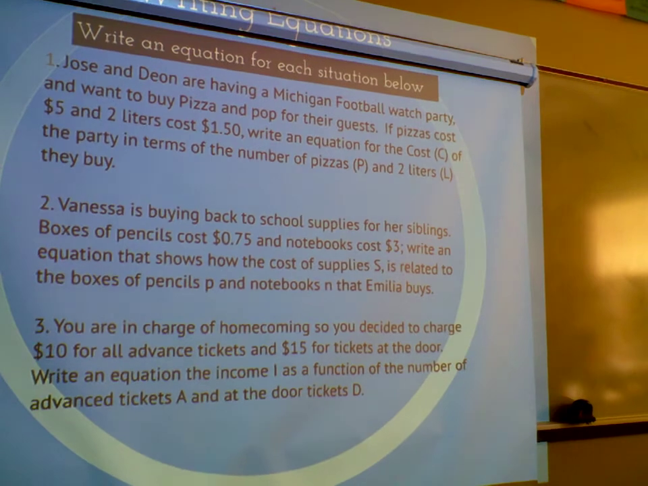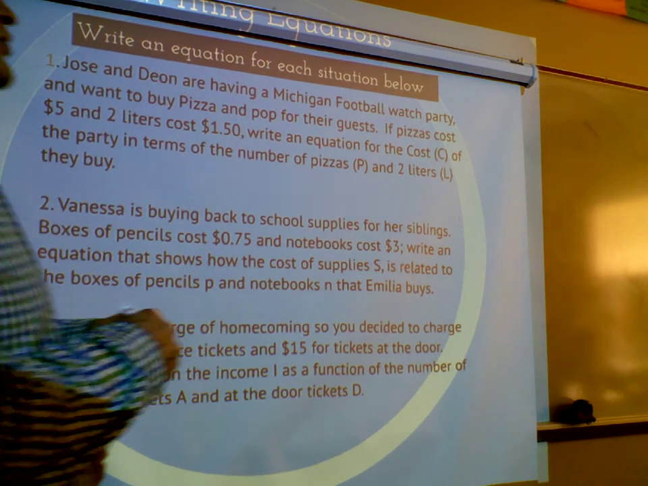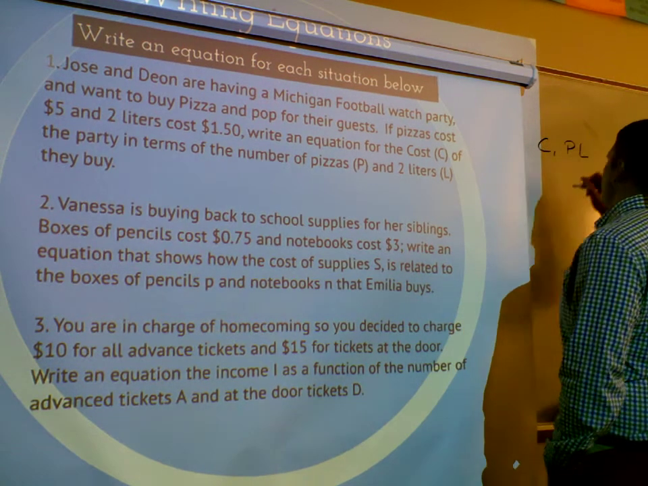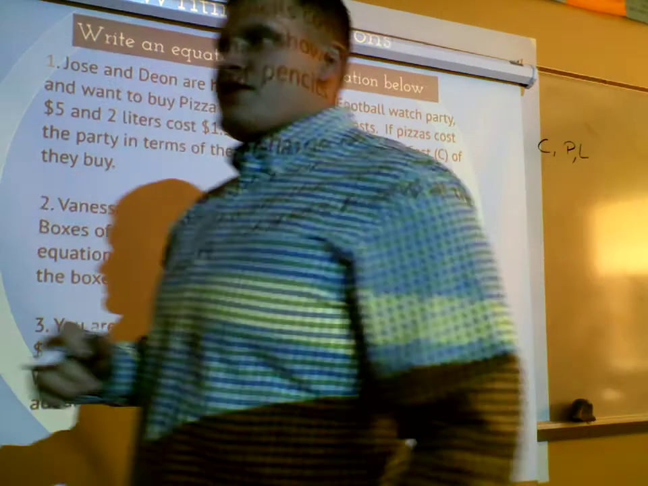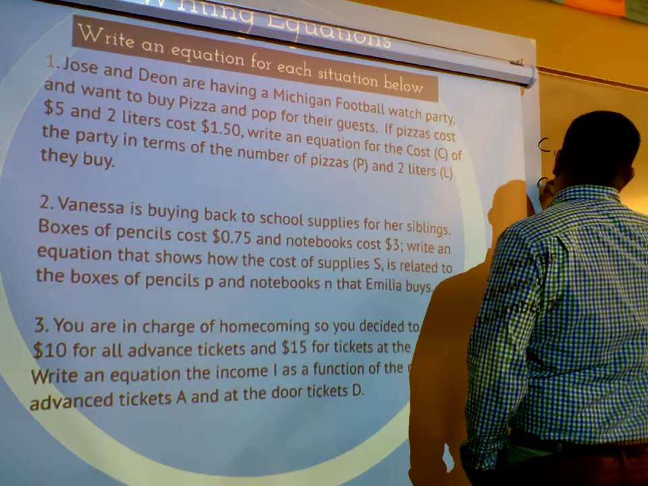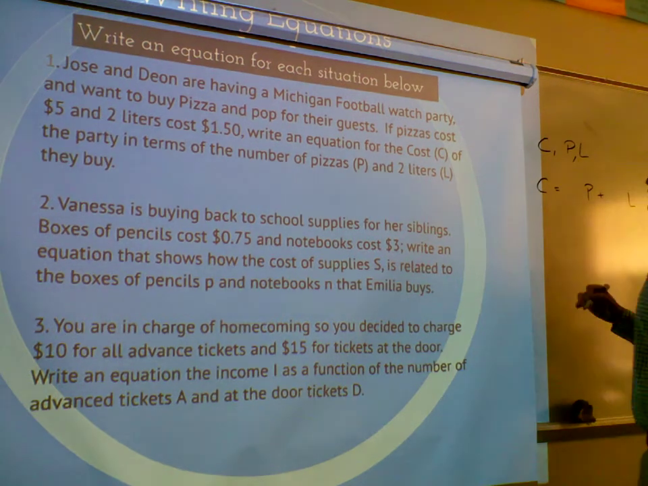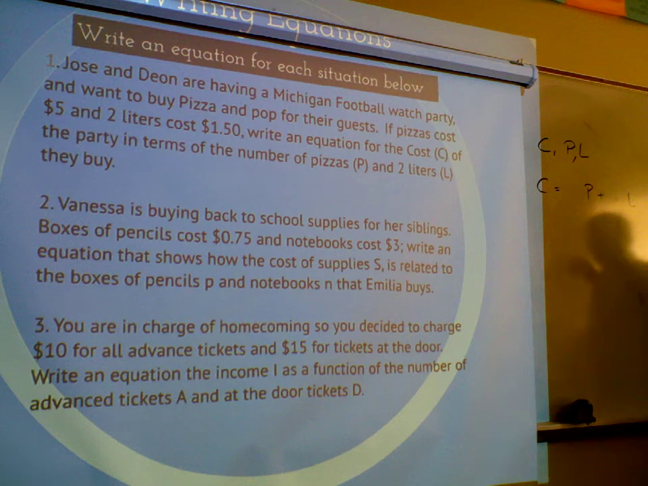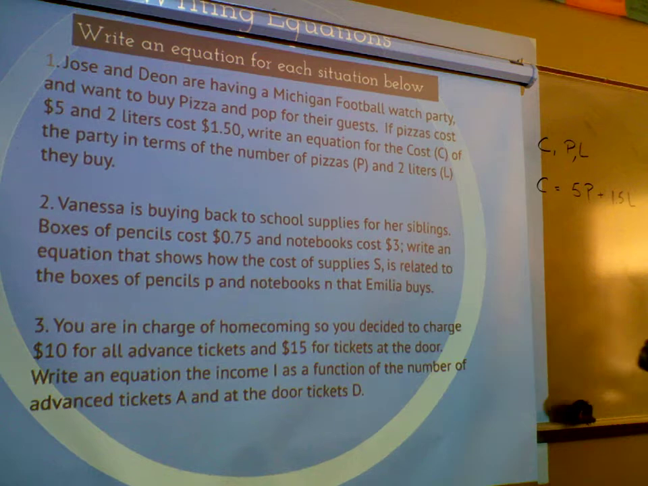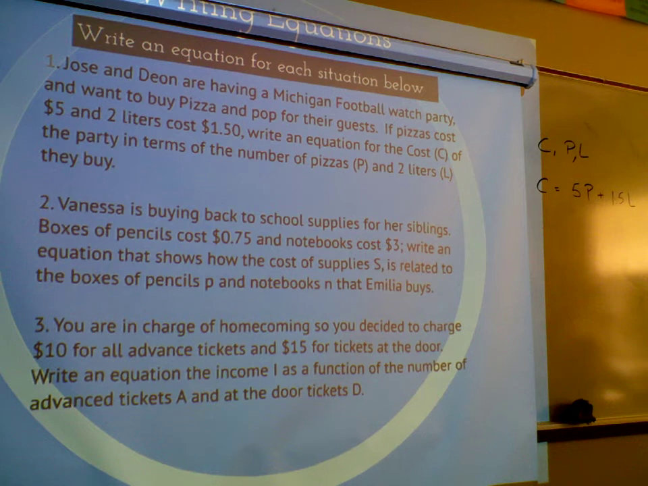All right, number 1. What are our variables? C, P, and L, right? Those are our variables. Now, which one is like the income? C. And then P and L are like our lawns and our cars. So it's going to be C equals something in P plus something in L. What goes with the P? 5. What goes with the L? 1.5. So you guys got it. There's your equation.